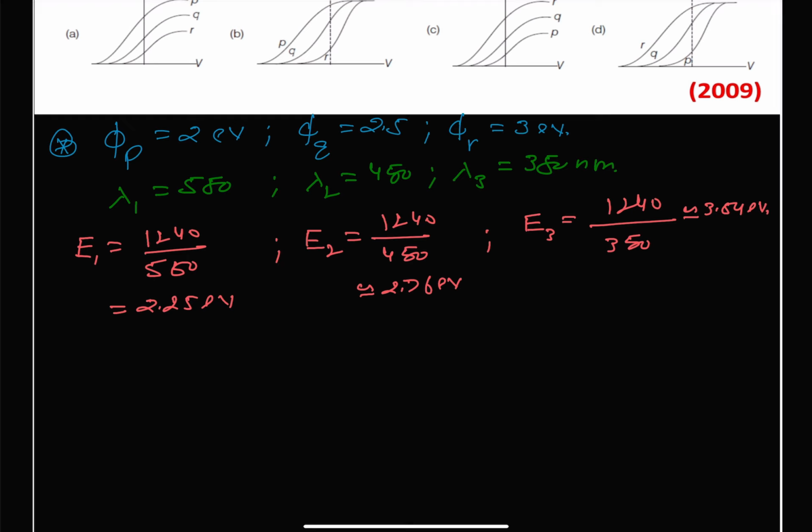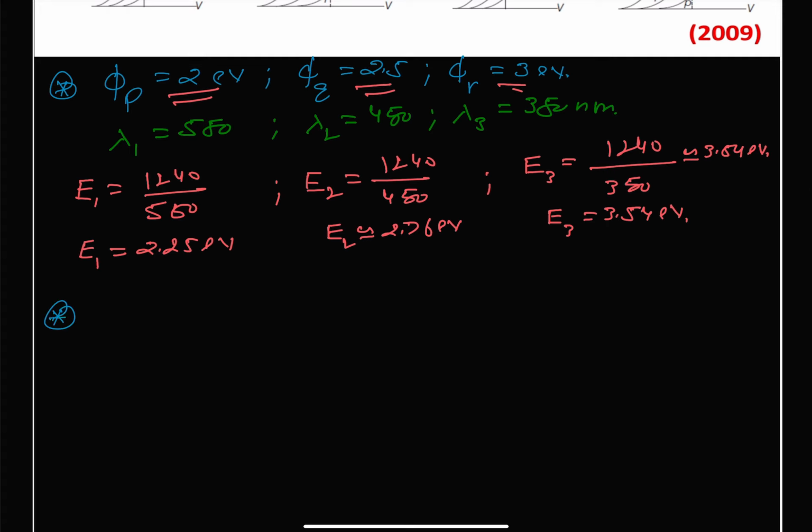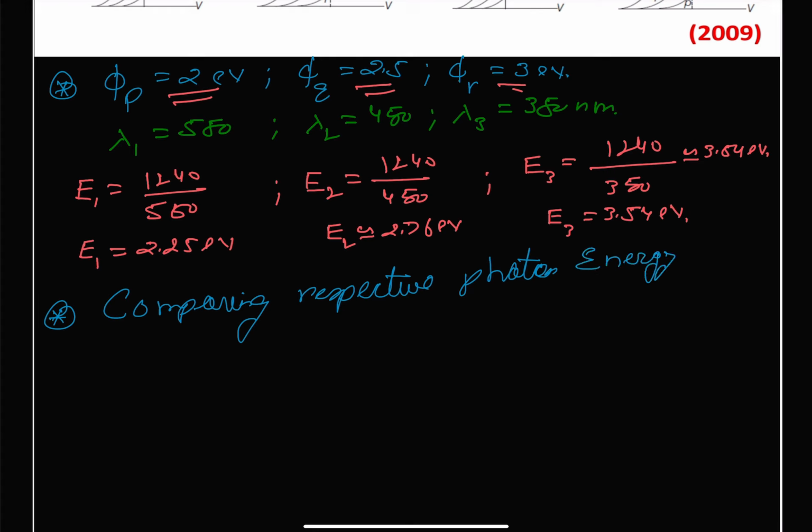And so if you make a comparison between the energies E1, E2 and E3, that is 3.54 electron volt, and the respective work functions, so we can say that, let me write it here, comparing the respective photon energy with the work function.